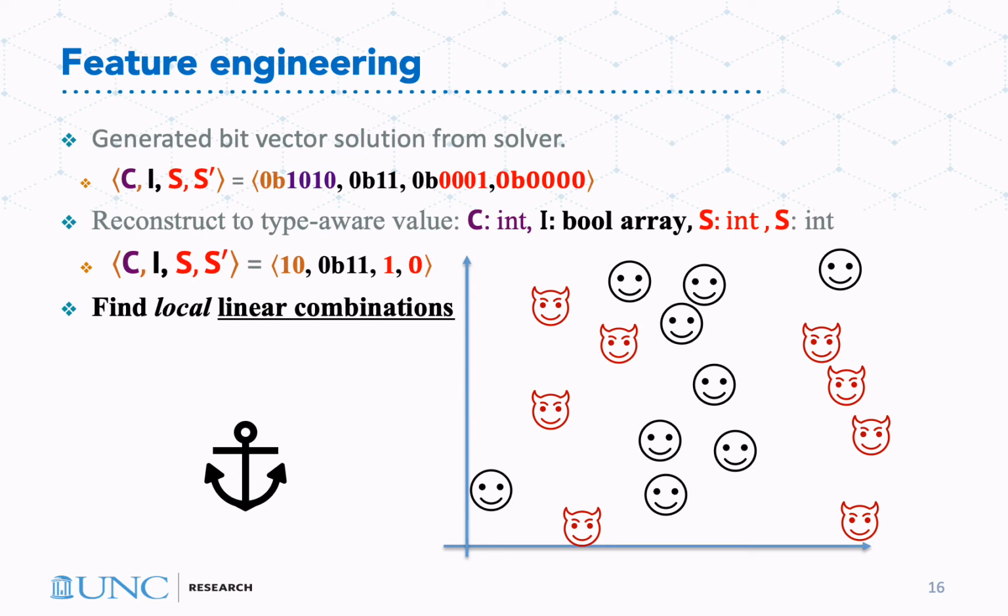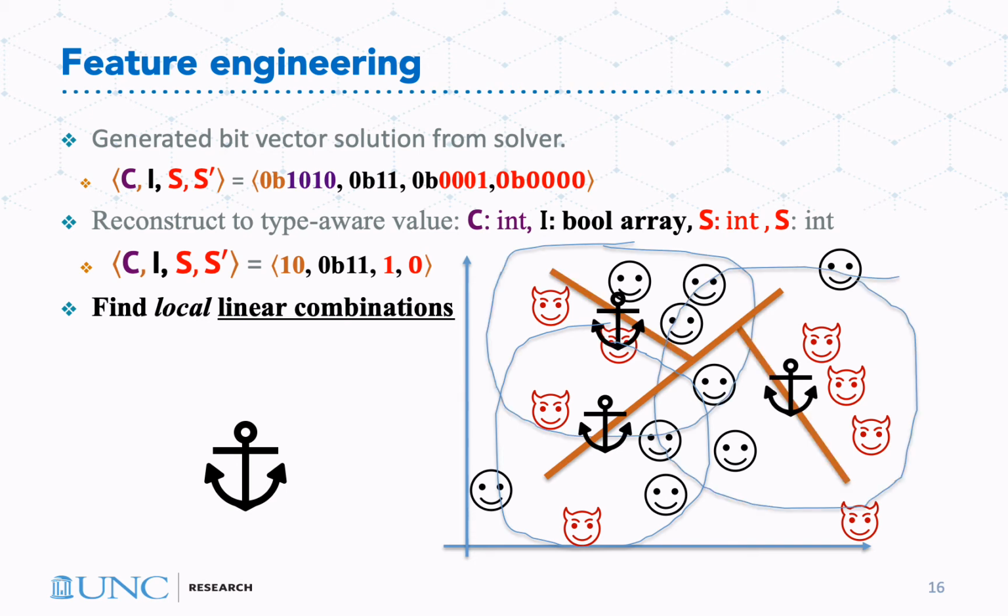To support more easy-to-understand relationships between variables, we first do some feature engineering before feeding them to the model. I will first reconstruct the values in tuples based on their original type, and then use a local linear model to find some potentially useful combinations of variables. The basic idea is to pick some anchor points and then train the linear model using the data close to the anchor.